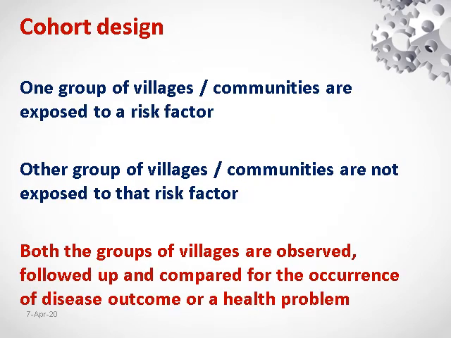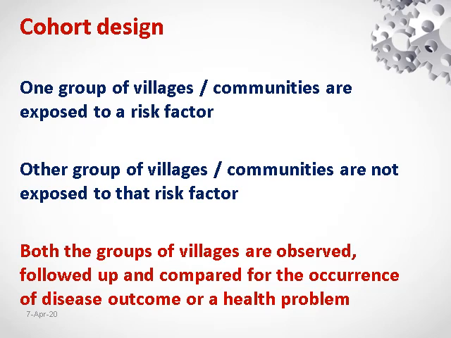Cohort design. Cohort design have two groups. One group of village or community or people are exposed to a risk factor. Other group are not exposed to a risk factor. I will give you one example. One group of people or one group of villagers are having smoking habit. Other group of village or people are not having exposure to smoking.